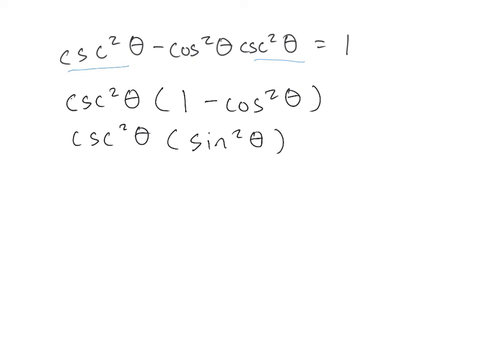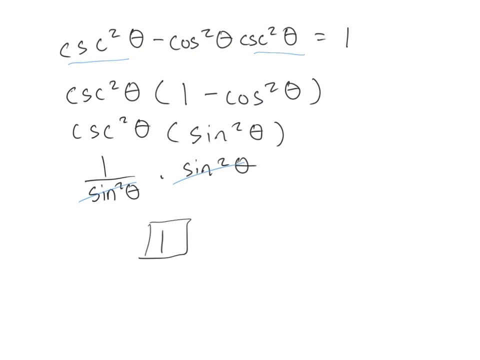Well, let's change cosecant. Isn't cosecant the inverse of sine? So cosecant squared is 1 over sine squared of theta, times sine squared of theta. Well, then they simplify to reduce to 1. So then our answer is just 1.